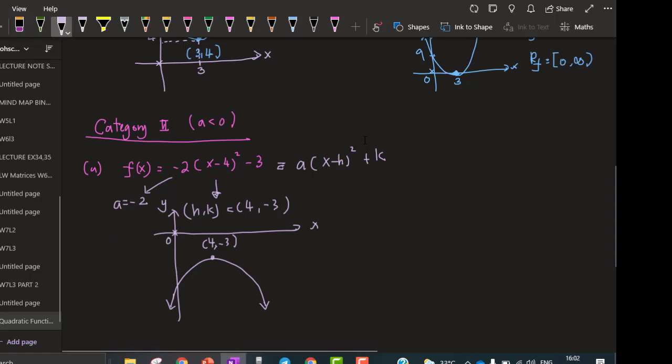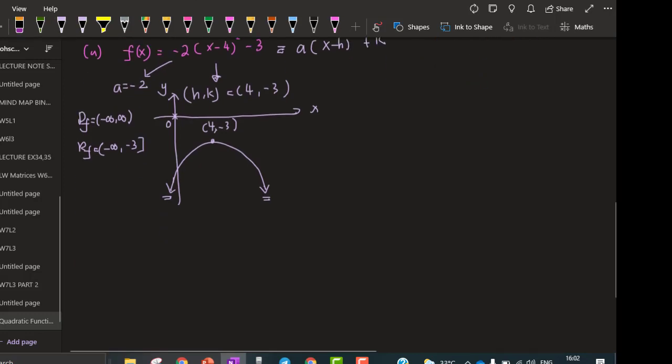So domain, I'm not going to mention more. Domain is always real number. Okay, and the range, you have to take a look right now because it's a maximum point. So the range, you look at the graph, you are starting with the arrow. So the range will be -infinity up to the turning point coordinate -3 included. Okay, so clear with it? Okay, so continue with the next question.